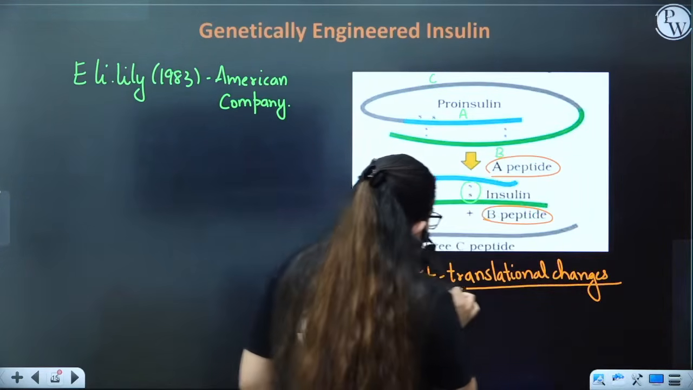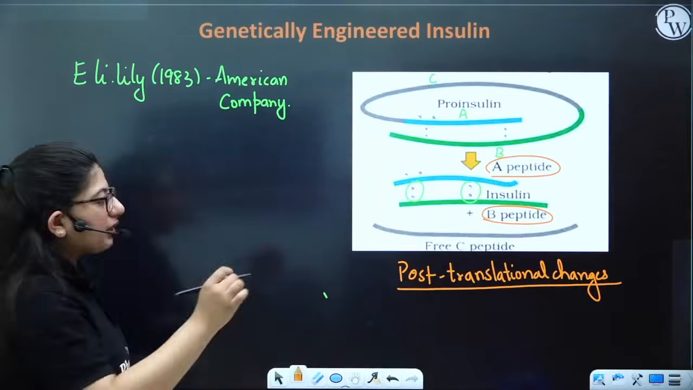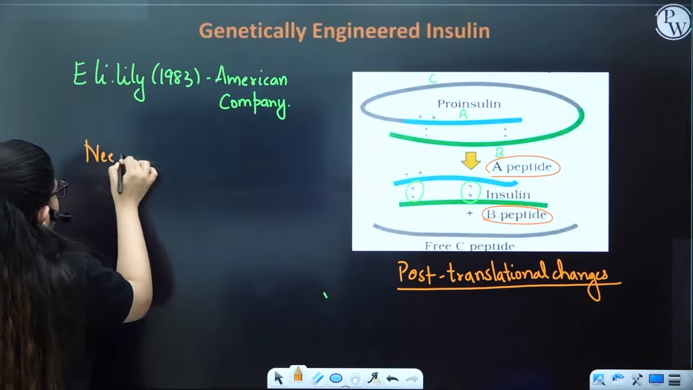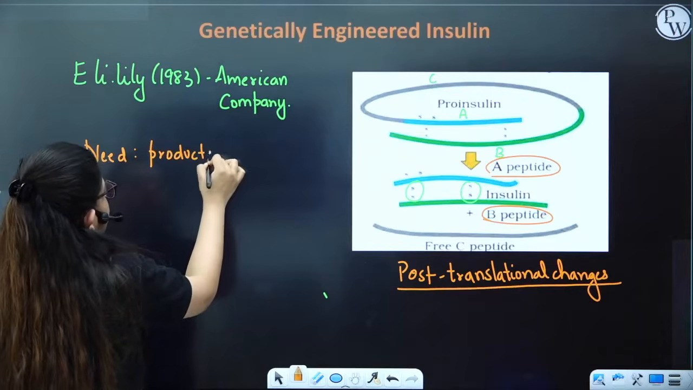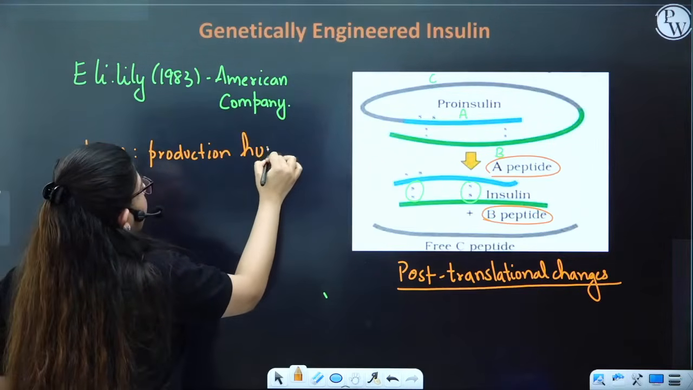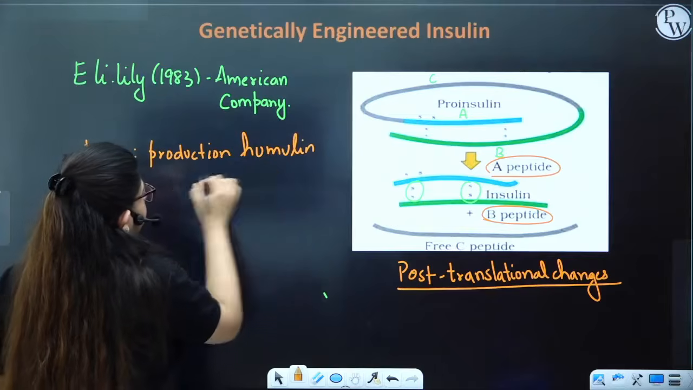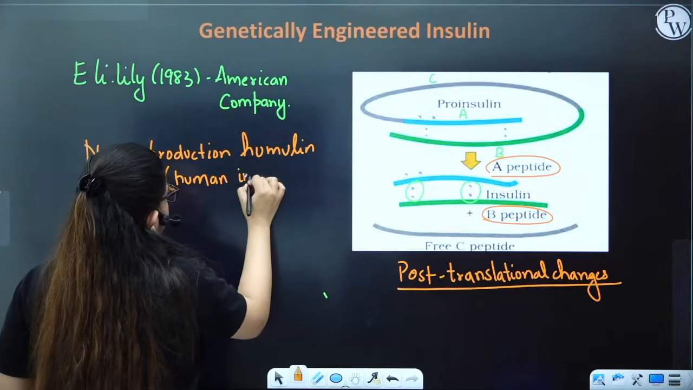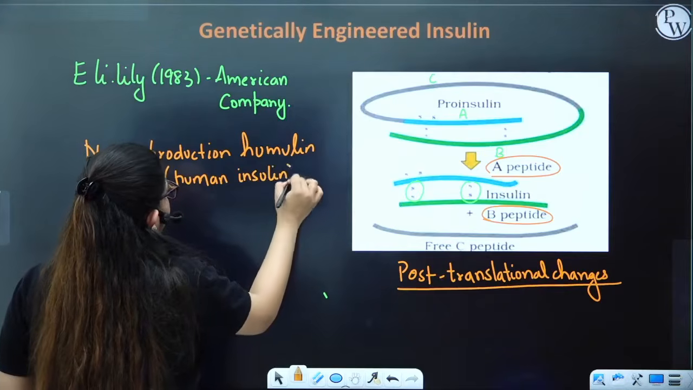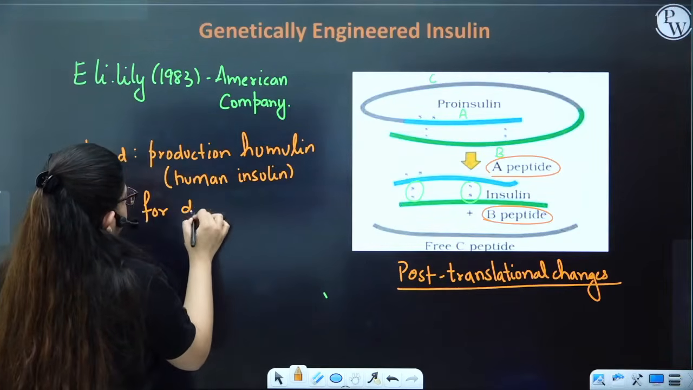Okay. So let's see what the need was. First of all, repeating it again and writing. The need is the production of insulin, human insulin. They have given the name Humulin, human insulin, for diabetic patients.